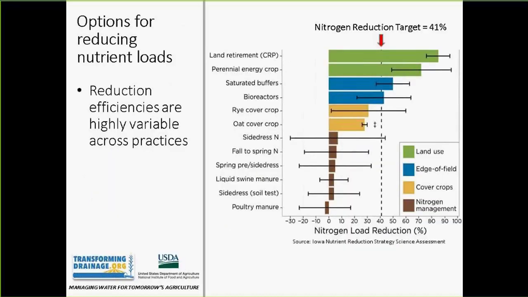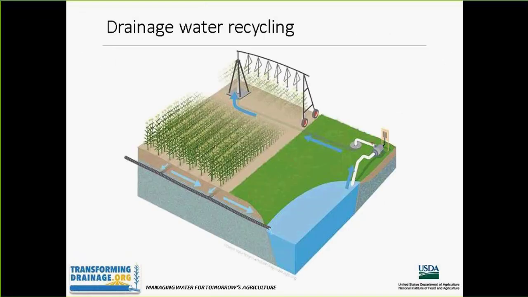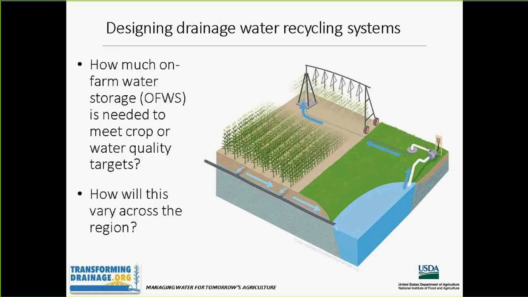We've heard before from Katie that we have a whole toolbox of practices in drained landscapes. What are their effectiveness? What are the reduction efficiencies of these practices? How does that vary? And how does that translate in terms of the potential to put these on the ground? These are the questions that we're wanting to get at with designing these drainage water recycling systems. How large does this on-farm water storage size of the system need to be? How will that size requirement vary across the region? Those are the two primary questions that we're asking here.